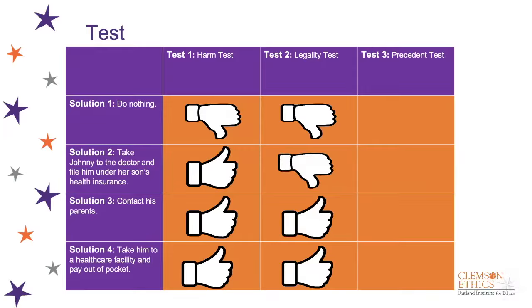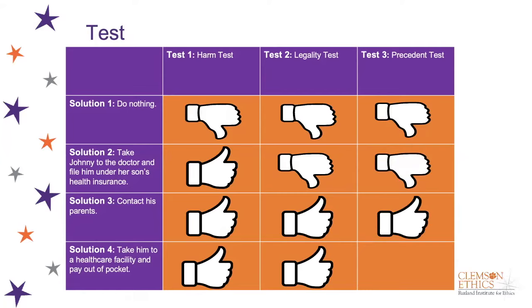Lastly, we have the precedent test. Solution 1 would definitely form a problematic precedent for the future because others may choose to do nothing for a child in need as well. It gets a thumbs down. Solution 2 does not pass the test either. Why? Because we run the risk of someone possibly following this illegal behavior in the future.